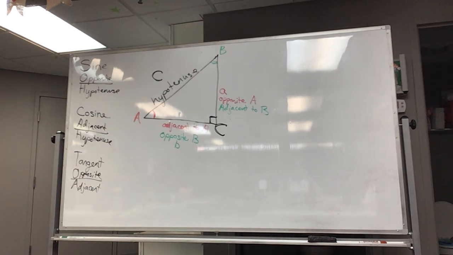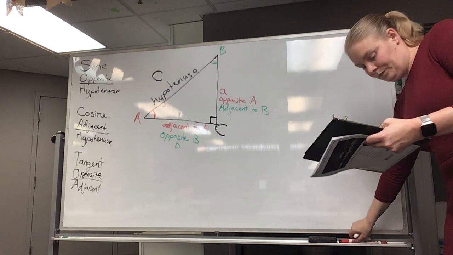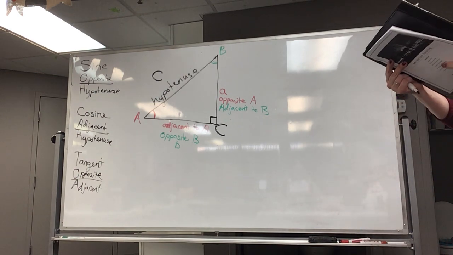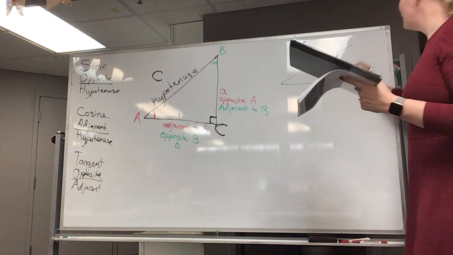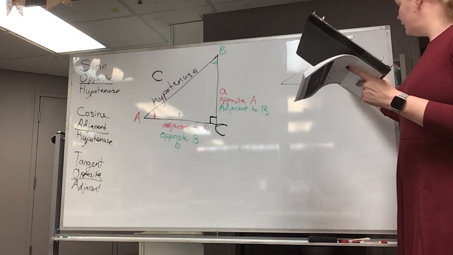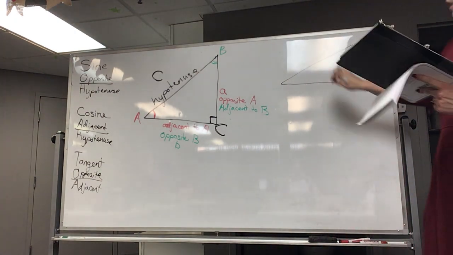All right. Again, we have a triangle. This one is very straightforward. They give us all three lengths.